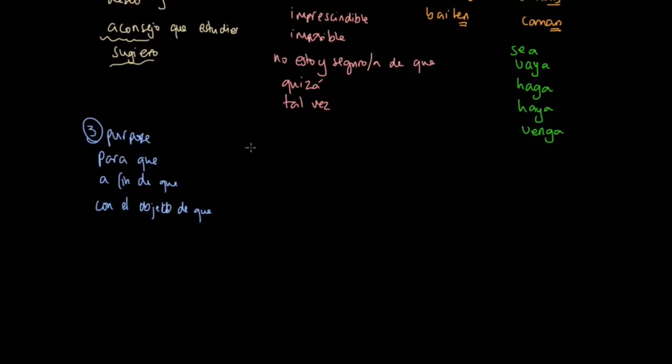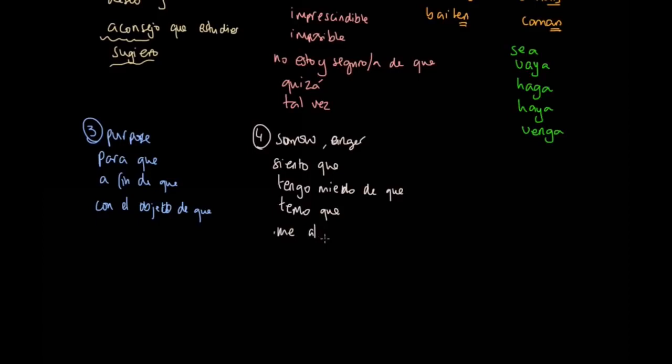Another case where we may use subjunctive is to express things like sorrow. Okay, sorrow, emotion, anger. Things like siento que llegarás tarde. I'm sorry you were late. Tengo miedo, I am scared, I am afraid. Tengo miedo de que, I am afraid of something happening. Temo que, I fear something happening. Me alegro, we said emotions in general. Me alegro de que, I am happy that something happened.